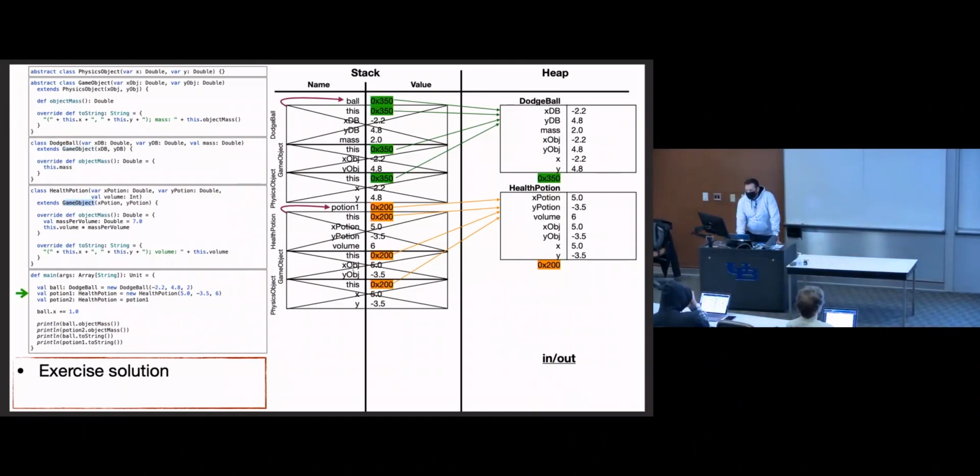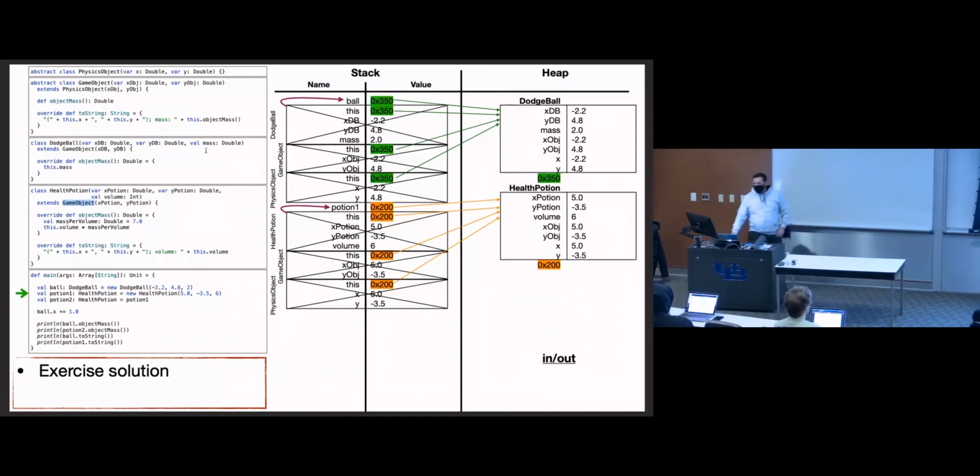So everything from game object down is going to be the same. Different values, of course. But all that's the same. The only difference is the dodgeball constructor. These are named differently. And we have mass. These are named differently. And we have volume. So a health potion won't have an XY DB. A dodgeball won't have an XY potion. But they both have XY object. And XY, just straight up XY from the physics object.